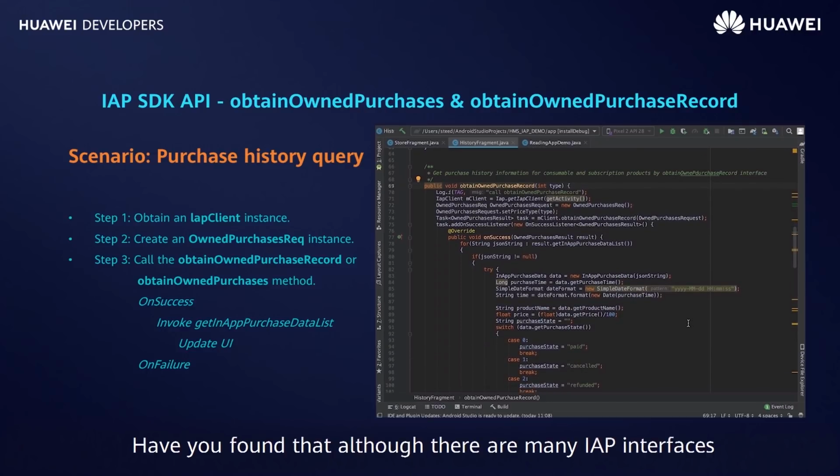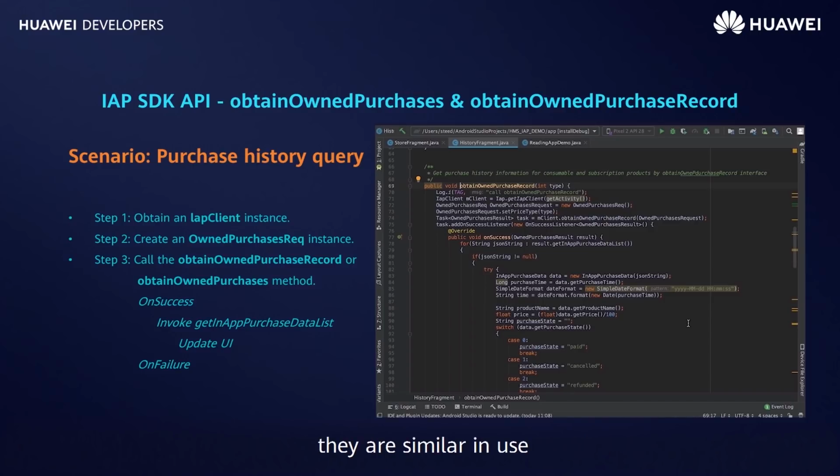Have you found that although there are many IAP interfaces, they are similar in use? There are 4 steps. 1. Get the IAP client object. 2. Create the request object. 3. Call the IAP interface. 4. Two callback listening scenarios, success and failure, are set in the task returned from the interface. Here is no exception.